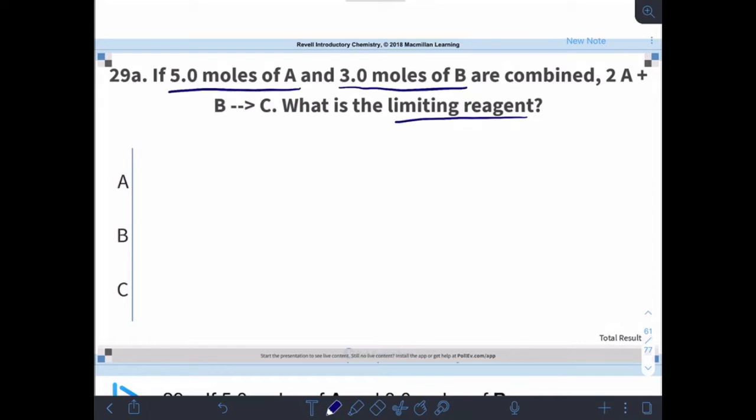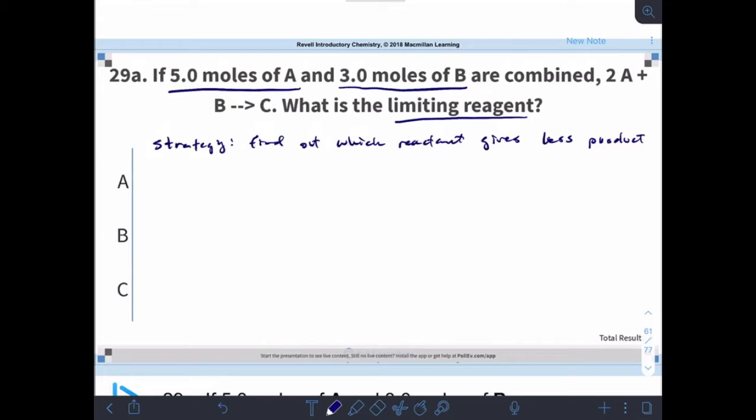Our strategy is to find out which reactant gives less product. That's your strategy for any limiting reactant problem. Do the stoichiometry for each reactant. Figure out which one gives you less product.